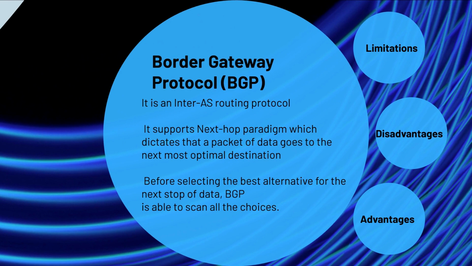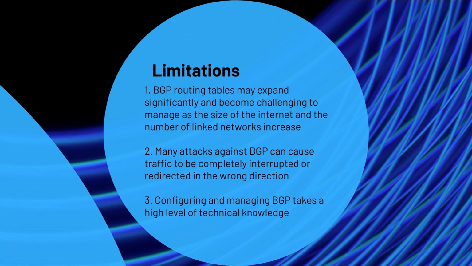Next up, we have BGP, which is Border Gateway Protocol. It is an inter-AS routing protocol as compared to all the previous two routing protocols we studied. It supports next hop paradigm, which dictates that a packet of data goes to the next most optimal destination. Before selecting the best alternative for the next stop of data, BGP is able to scan all the choices.